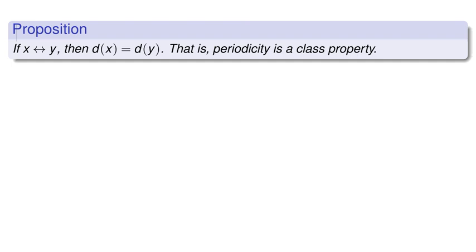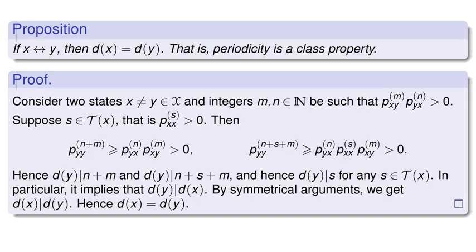An important proposition states that if two states x and y communicate, x ↔ y, then their periods are equal, i.e. d(x) = d(y). This tells us that periodicity is a class property. Let's look at the proof.